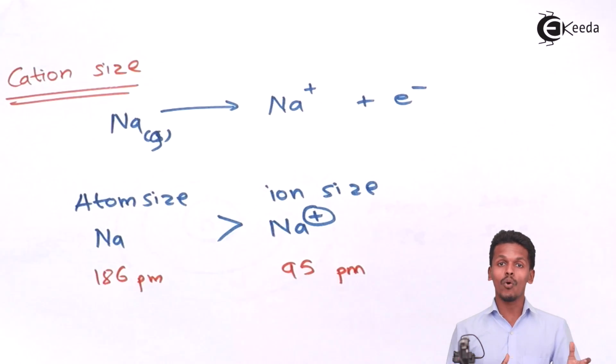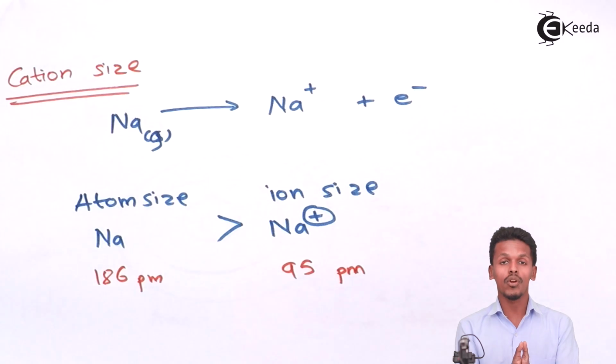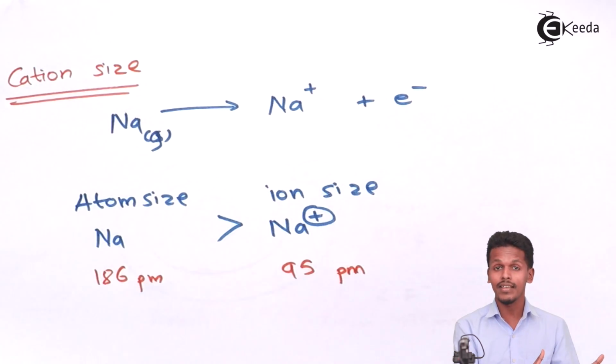I hope you have understood what atomic size is and what the factors are that affect atomic size, as well as what great influence takes place when it comes to the anionic size and cationic size of a particular atom.